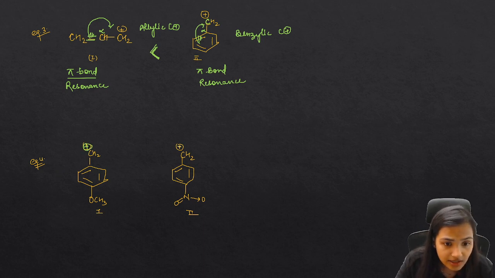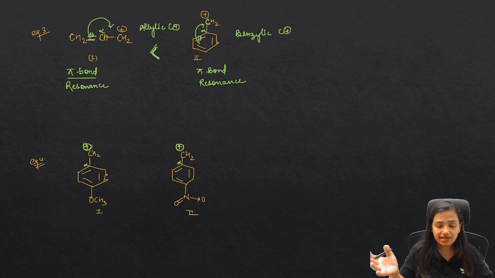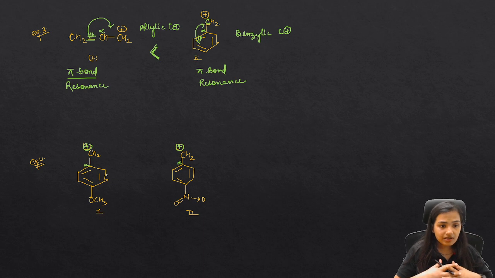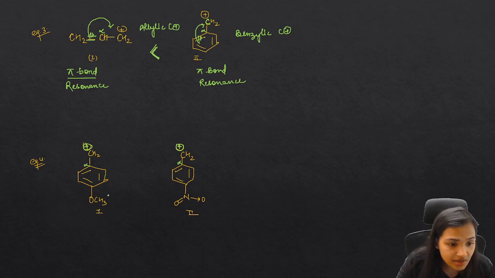Now here in the case of example number 4, what you can see, this is a carbocation, this is a carbocation, both the alpha positions are the same. Nothing we can evaluate, all are the same, the benzene is the same. Ultimately we found that here we have an OCH3 group and here we have an NO2 group.